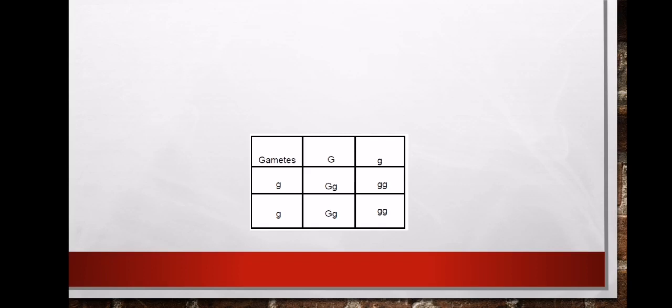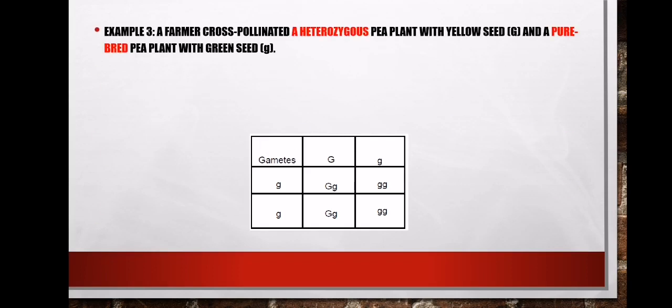Let's have example number 3. Example 3. What are they saying in example 3? A farmer cross-pollinated a heterozygous pea plant with a yellow seed. Then basebenzisa capital letter G for yellow. Then they say we cross a yellow seed with a purebred pea plant with green seed.